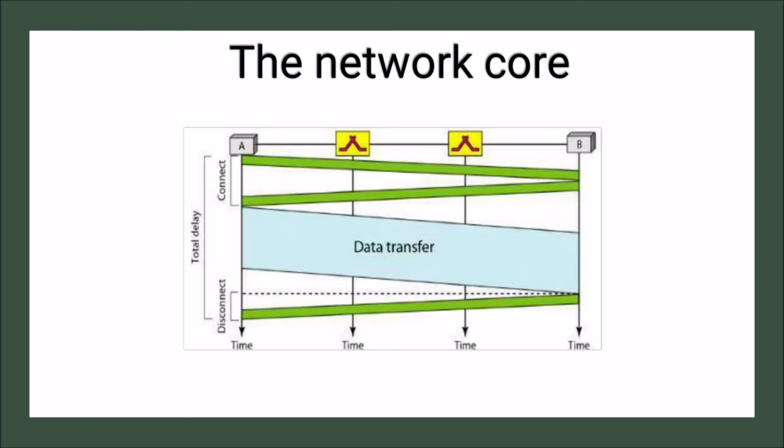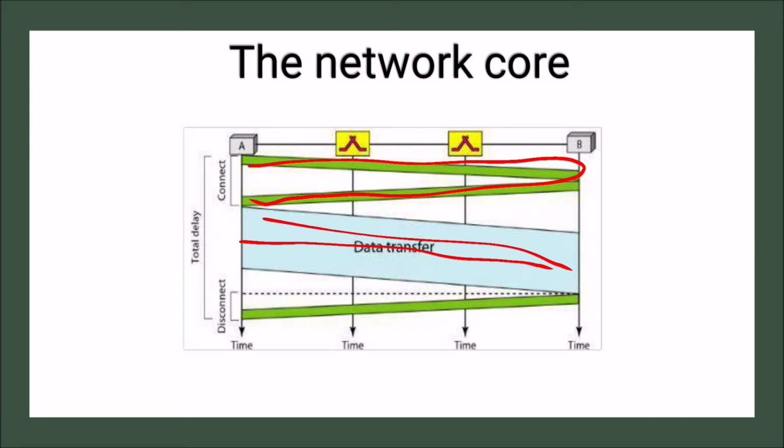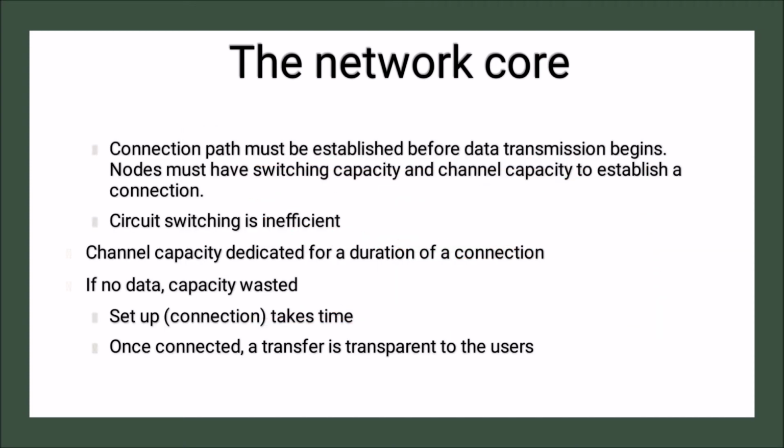First of all, what will happen? The connection is established first. This is the green part, connection establishment. This blue part is for data transfer, and this is for the disconnect part. So these three phases indicate the whole circuit switching process. The connection path must be established before data transmission begins. A node must have switching capacity and channel capacity to establish a connection.